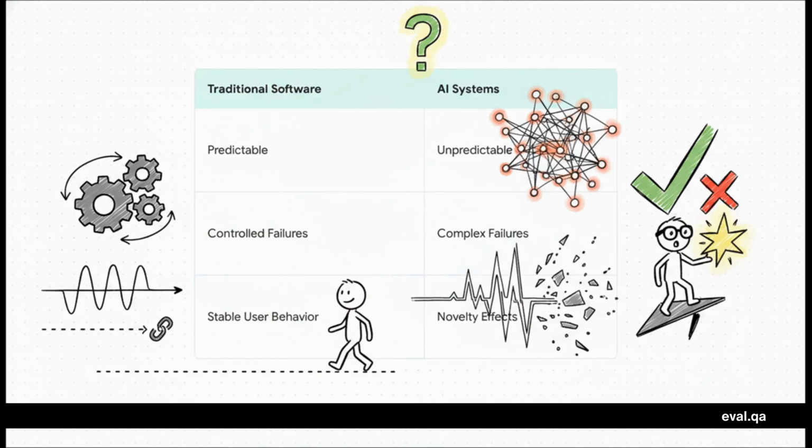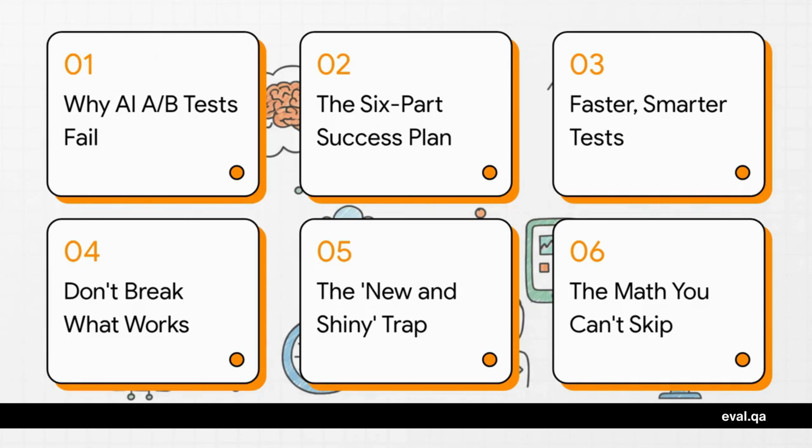Traditional software, well, it's predictable. When it breaks, the failures are usually contained. But AI systems, they are a whole different beast. They're unpredictable by their very nature. Failures can be incredibly complex, and they can cause really weird user behaviors, like this thing called the novelty effect, which can totally trick you. You can get a huge win on one metric, while completely behind the scenes, you're causing a catastrophic failure somewhere else.